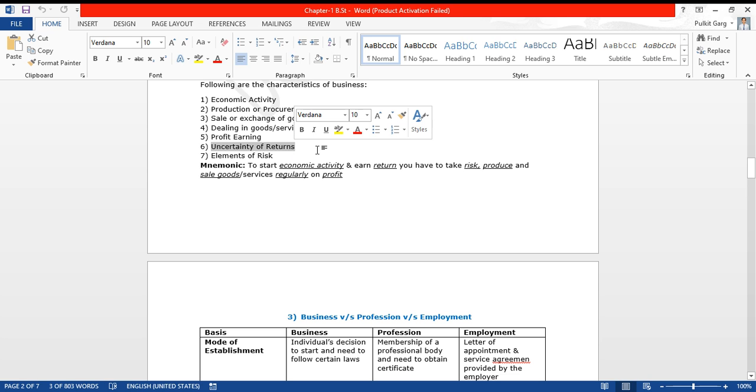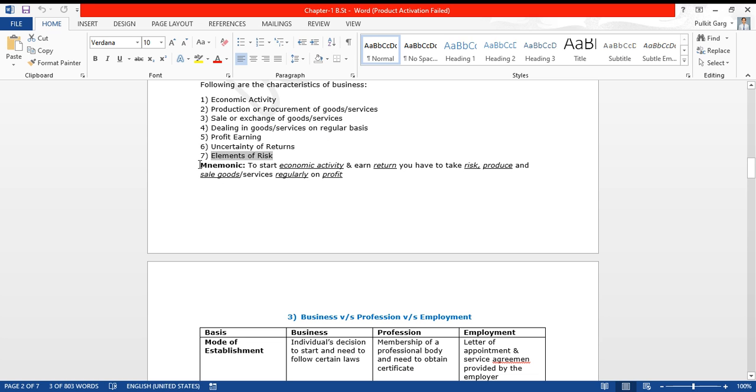So there is always an uncertainty of return, whether your capital will earn you some return or be lost. Then, the element of risk, in the sense that you are not sure about what may happen the next moment or the next day. For example, when coronavirus started in India, no business, especially in the manufacturing sector, might have thought that their business would be totally shut down. So there is always an element of risk.